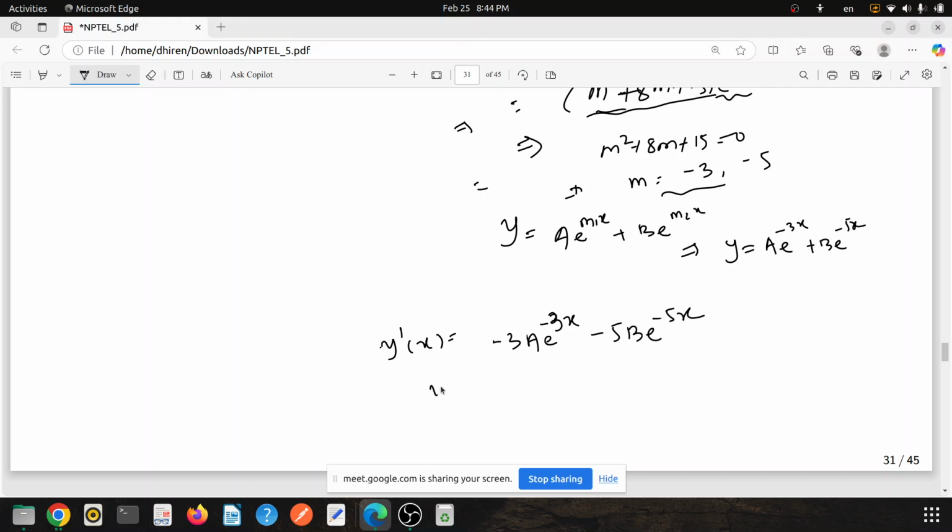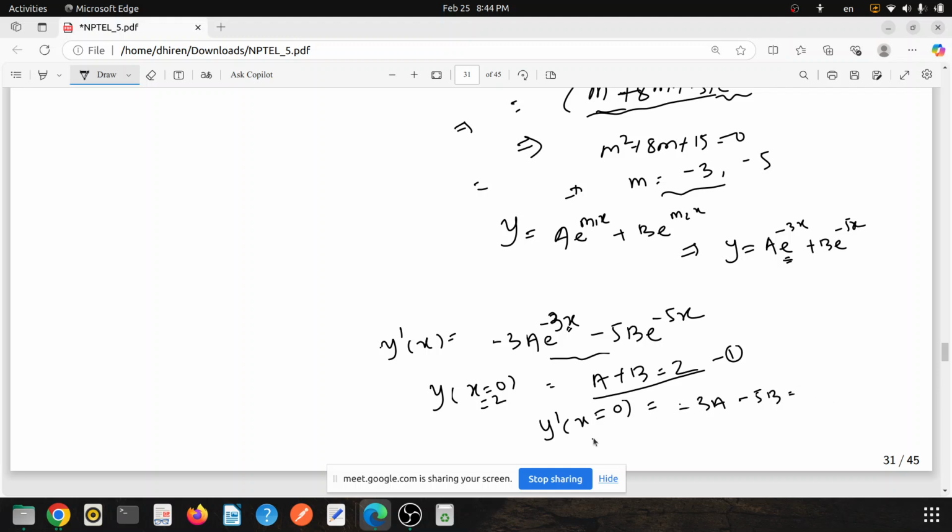It's given y at x equal to 0 is 2. If you put x equal to 0, y will be a plus b equal to 2. So you'll get one equation, let's say equation number 1. Another condition is given: y prime at x equal to 0. If you put x equal to 0 here, you'll get minus 3a minus 5b, and y prime at x equal to 0 is minus 8. So you'll get minus 8. Let's say this is equation number 2.